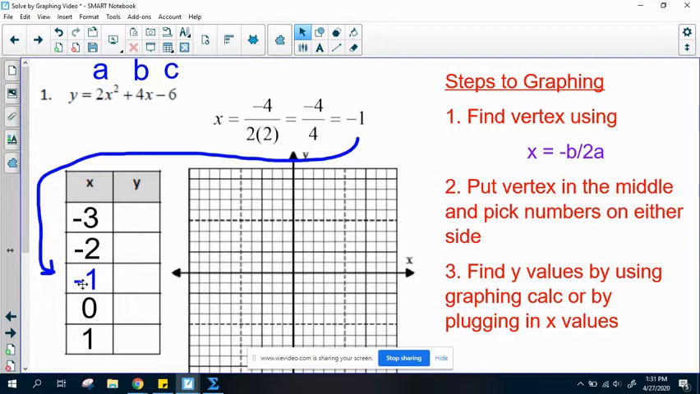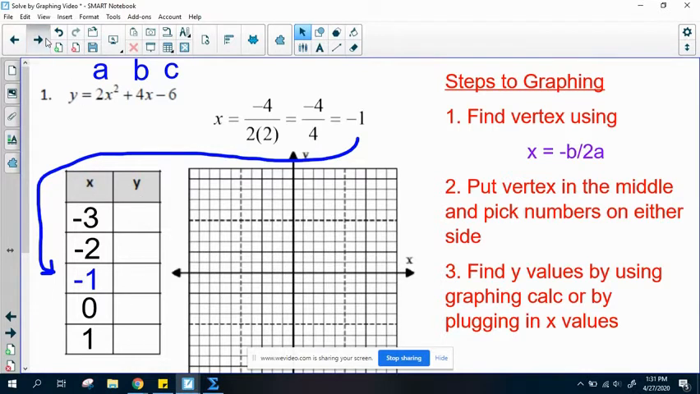So if I put -1 right in the middle, I'm going to pick 2 numbers on either side. On the left side, I would go farther negative, -2, -3, and then counting up, I would have 0 and then 1. So I have to first find the vertex by using this formula. It's something that you have to memorize, opposite of b over 2a. But again, that only gives me the x value. So I have to get all these y values.